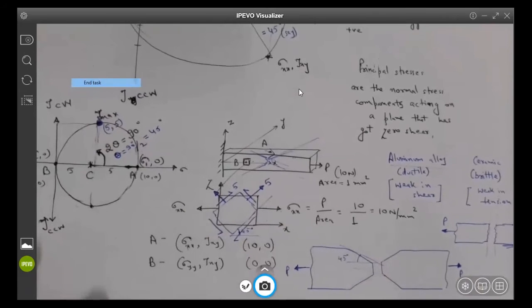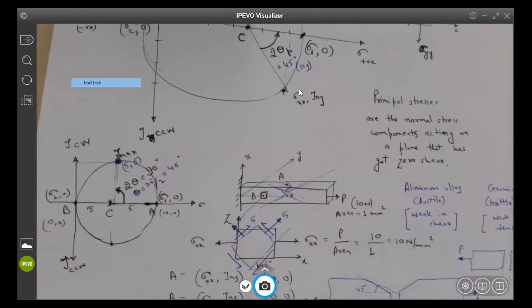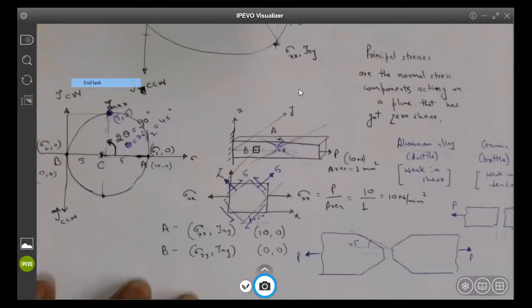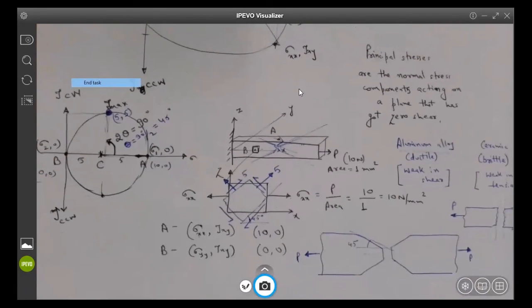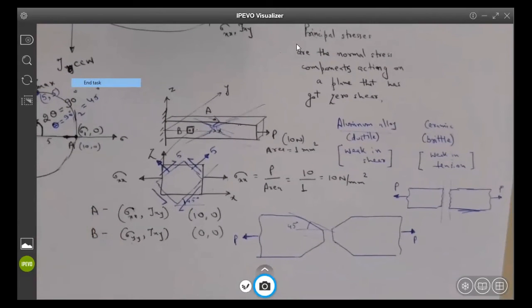It is. Yeah. So just to make sure, the aluminum would fail at the 45, right? Yes. And the brittle material, like ceramic, fails first when it's straight. Yes. Okay.